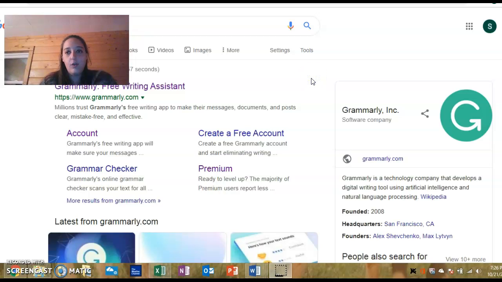Hello everybody, the tech tool I want to talk about today is called Grammarly. It's a little bit different than the other tech tools that I've seen that are made specifically for people with disabilities. Grammarly can basically help everybody. Unless you are 100% perfect with grammar, which I am not.